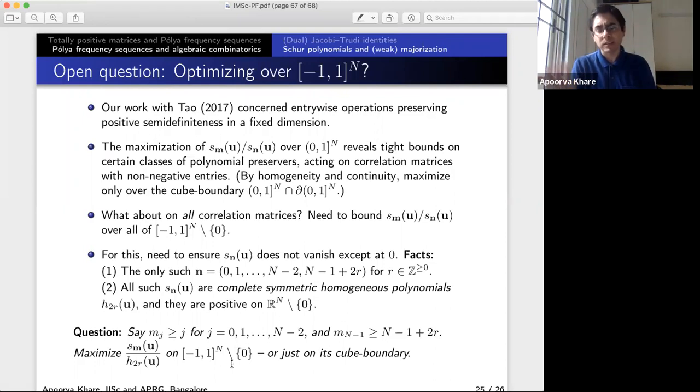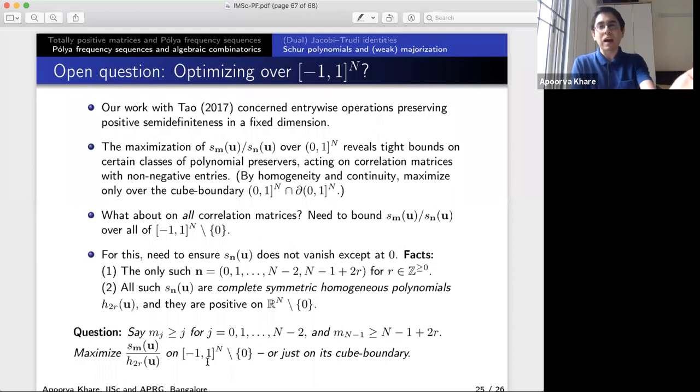And by homogeneity, it's enough to do so just on the boundary of the cube, because the degree above is bigger than the degree below by the first line. And in particular, of course, I would be very happy if the maximum is attained at (1, 1, 1, ..., 1), but I have no idea. And that's a problem that is still open. And if that works out, then that would be wonderful.